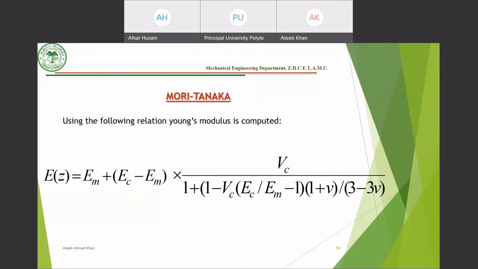Now, this is the Mori-Tanaka method to calculate the Young's modulus. And similarly, if you replace Em with rho m, and if you replace Ec with rho c, you will get the density. You just have to replace this thing with rho m, and this thing with rho c, and all the other components.